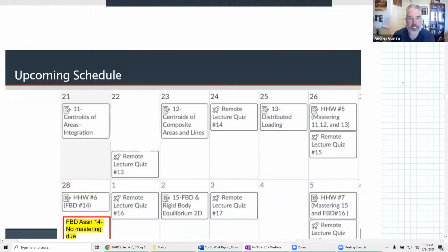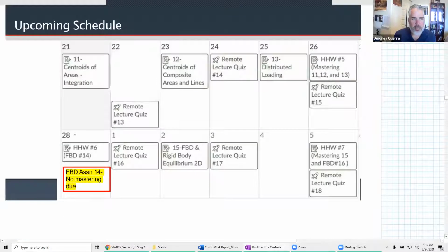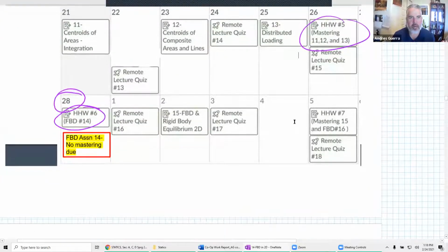Our upcoming schedule is a little bit different. On Sunday the 28th, the last day of February, is when you have handwritten homework number 6 due, which is FBD number 14. No mastering due that day. So you have a handwritten homework on Friday, and then you have another one on Sunday. Just keep an eye on that.